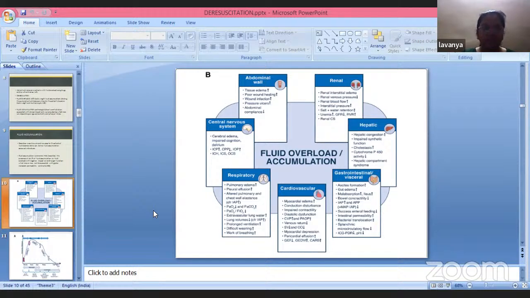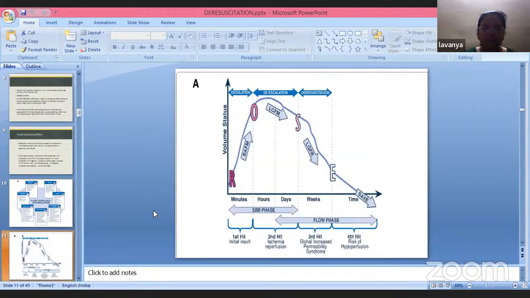So that is why we clearly understand that we have to de-resuscitate a patient, not just resuscitate the patient and leave. Now, this is the ROSE concept, that is, a 4-hit model of shock. Over time, the evolution of the patient's cumulative fluid balance has been shown here over 5 phases. That is resuscitation, optimization, stabilization, evacuation, followed by hypovolemia if there is excessive de-resuscitation. So these are the 5 phases.